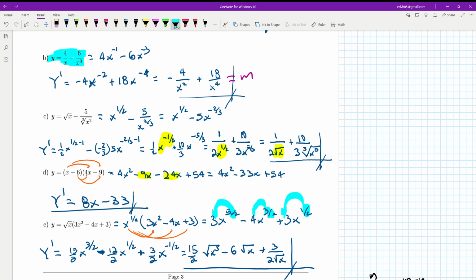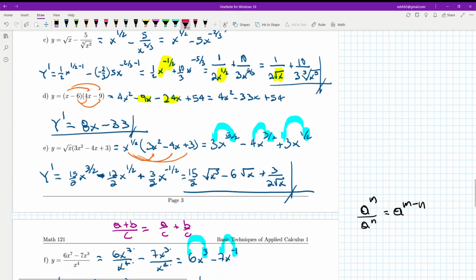And then this derivative right here represents the slope of the tangent line at any point of the function y equals 4 over x minus 6 over x cubed, except at x equals 0. We cannot find the derivative at x equals 0 because if you look at this function, it's not defined at x equals 0. We have restricted values at x equals 0, and so on and so forth.